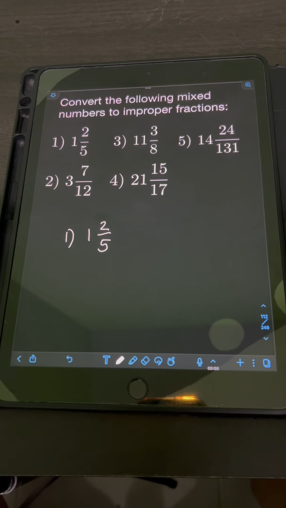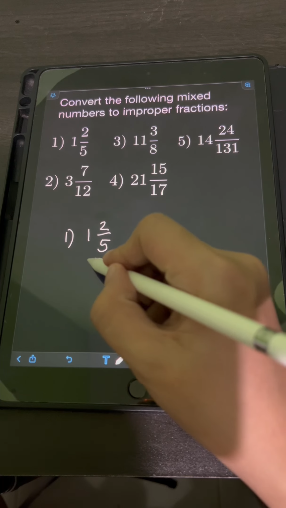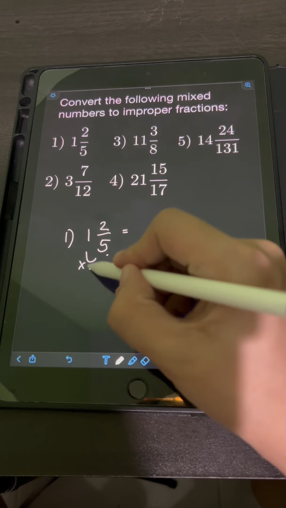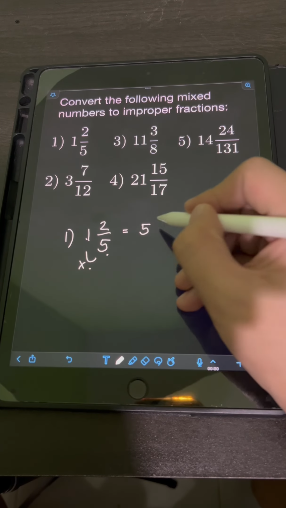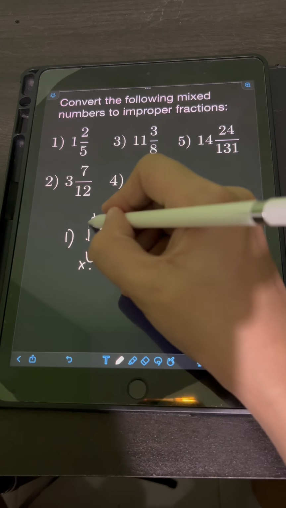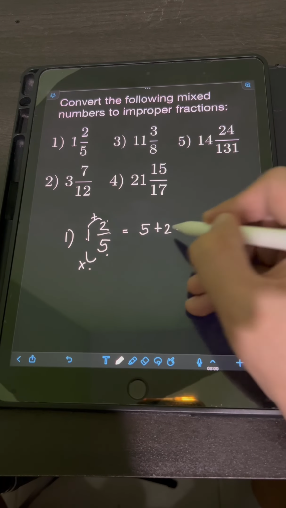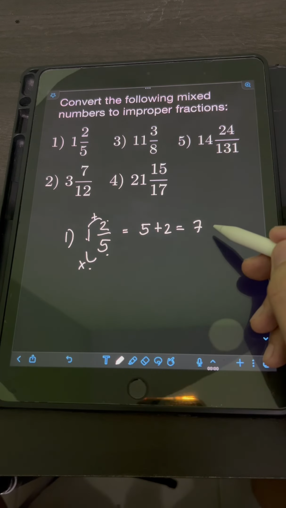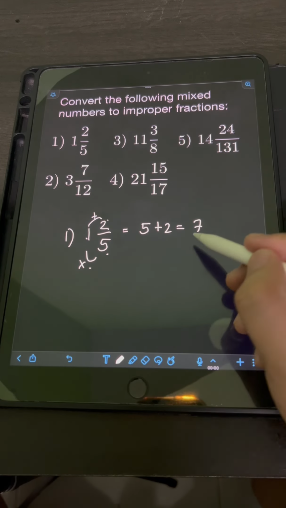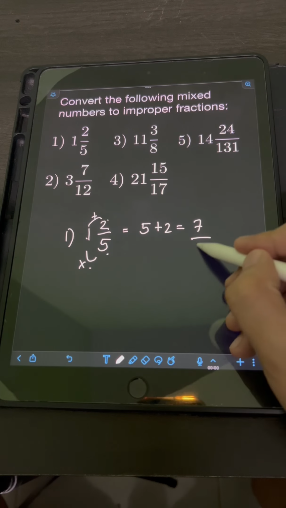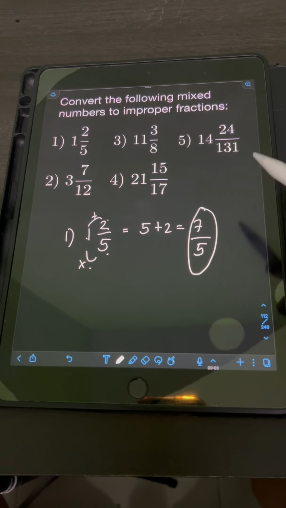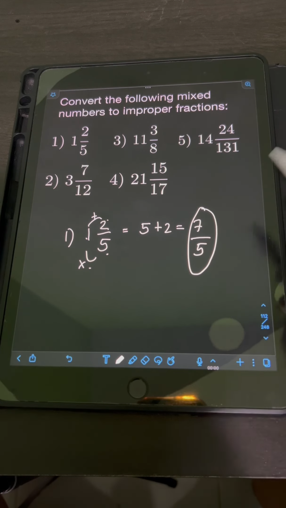So to convert a mixed number to an improper fraction, the first step is we multiply the denominator by the whole number. So we have 1 times 5, that will be 5. Then plus the numerator 2. So we have 5 plus 2, which is 7. So this will be the numerator of the improper fraction, and then over the same denominator of 5. So therefore, 1 and 2/5 is equal to 7 over 5 as an improper fraction.